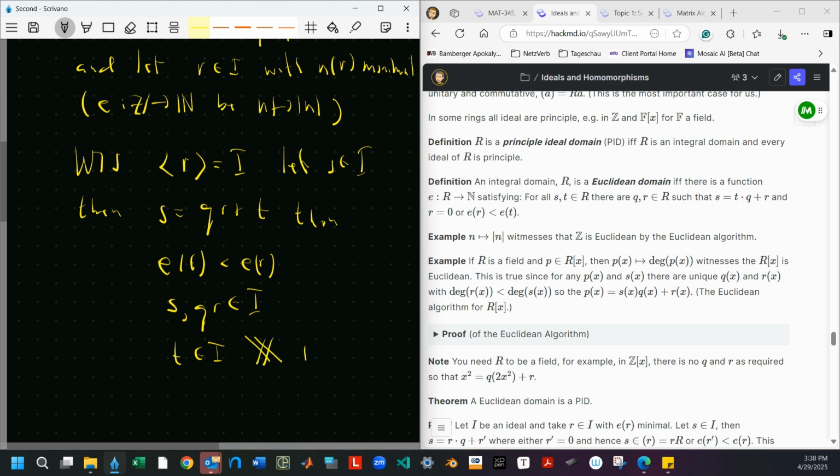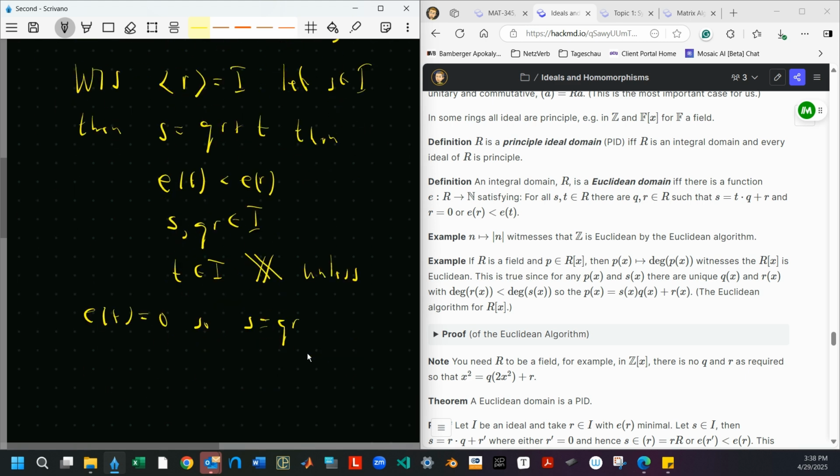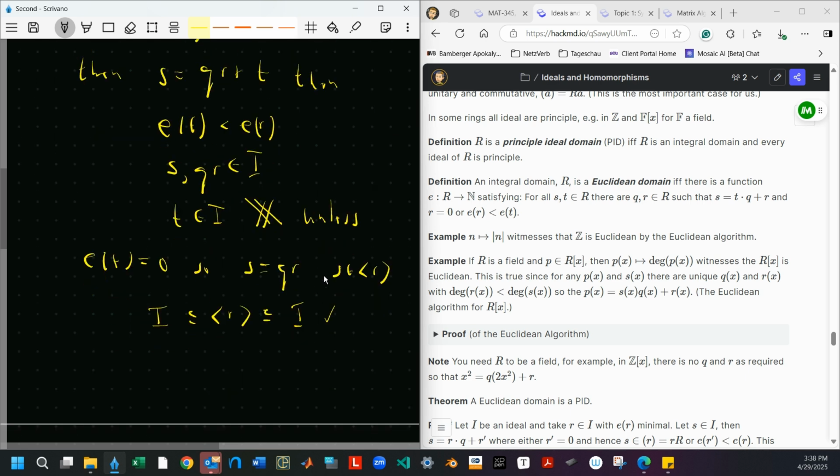Sorry, it's a contradiction unless, we have to be careful here, unless E of T equals 0. In other words, unless we just get divisibility, so that S equals QR. And if S equals QR, then S is an element of (R). Because S was an arbitrary element of I, I is contained in (R). And of course the other containment is obvious again, so they have to be the same. So every Euclidean domain is a PID, which is a really useful thing.